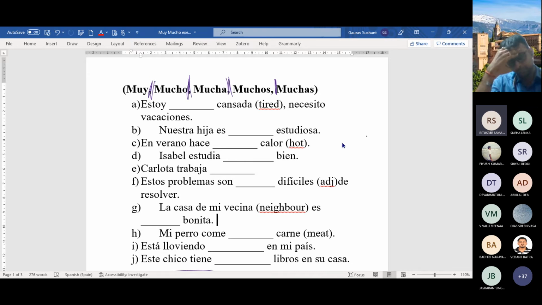So let us start. Fine. So one by one, we will do this. So let me start from. Okay.